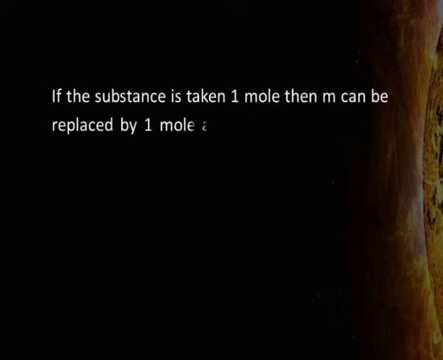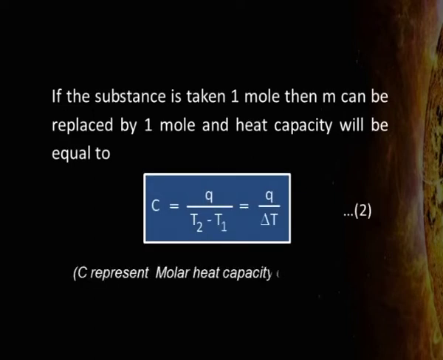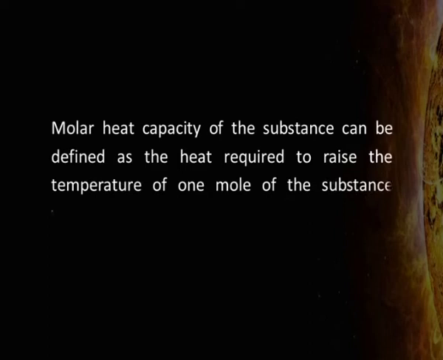If the substance is taken as 1 mole, then M can be replaced by 1 mole and the heat capacity will be C equal to Q upon T2 minus T1. Here C represents the molar heat capacity of the substance. Molar heat capacity of the substance can be defined as the heat required to raise the temperature of 1 mole of the substance through 1 degree Celsius or 1 Kelvin.